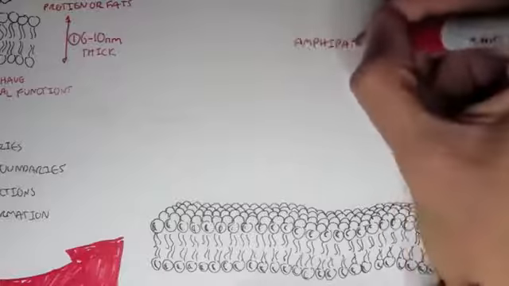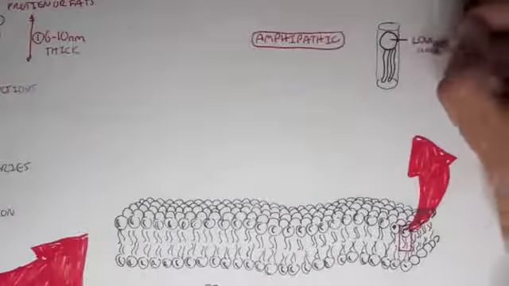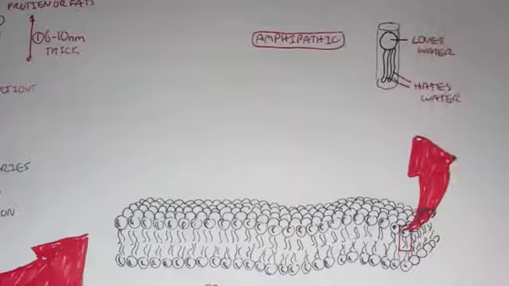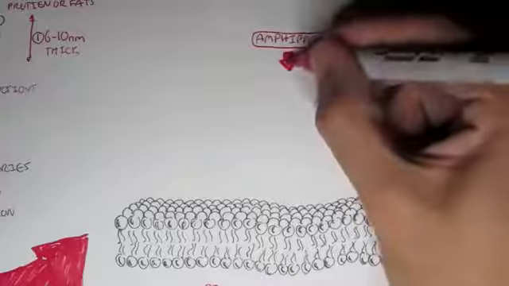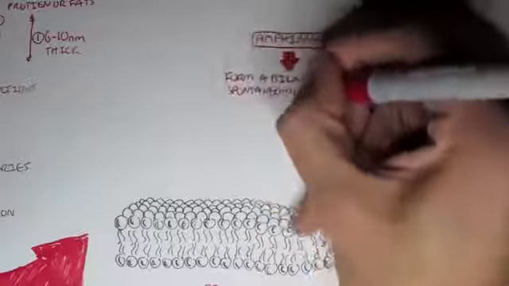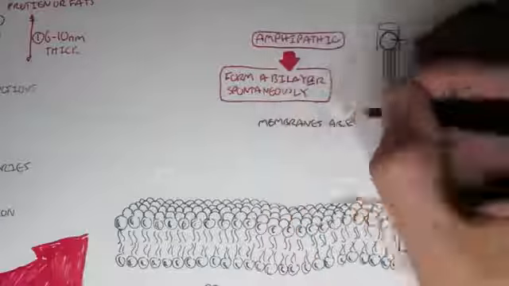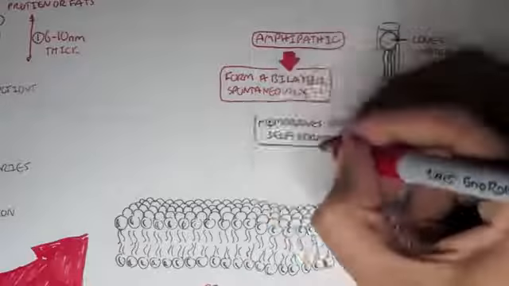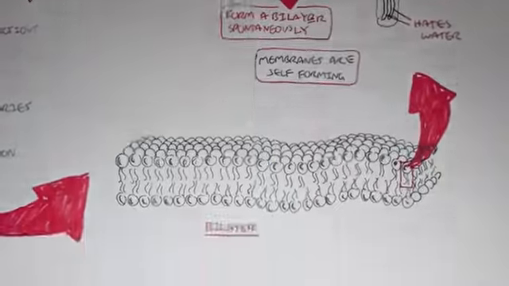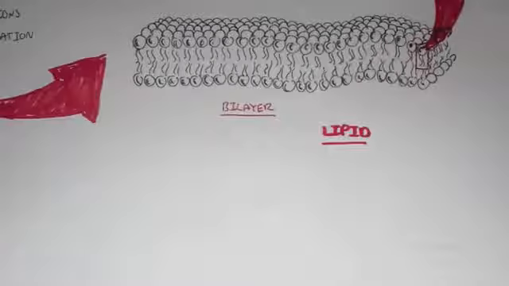You can say that the shape of it is cylindrical, and it's also amphipathic. What does this mean? It means that one side of the lipid loves water, and the other side hates water. And this structure enables it to form a bilayer spontaneously, if you know what I mean. The membranes are actually self-forming. So what does this mean? Let's look at an example, at a normal lipid structure.